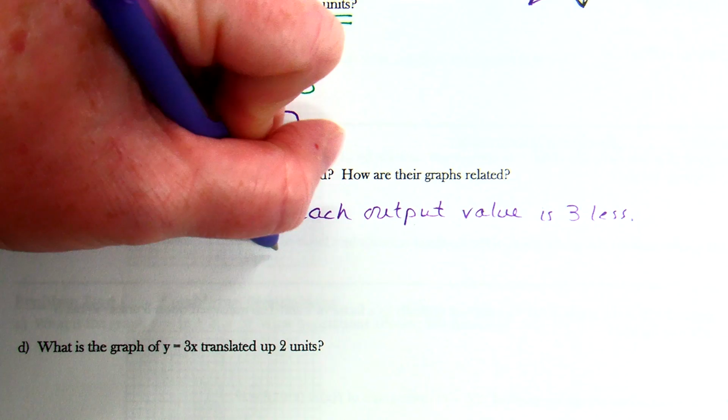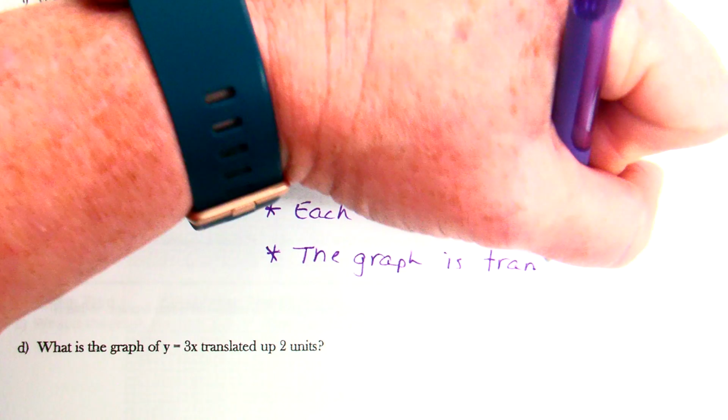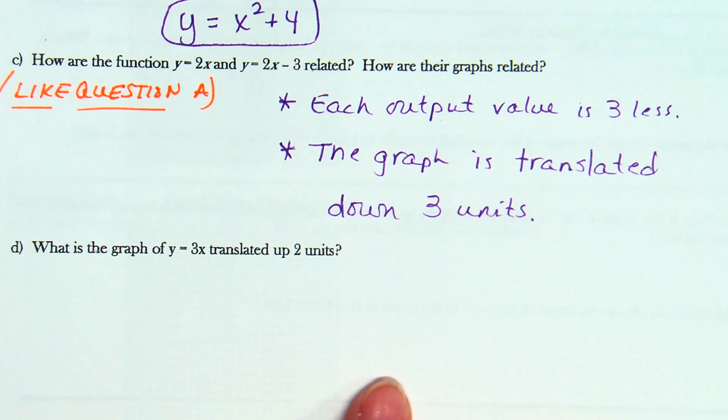And then the key one to me is the fact that the graph, I'm going to use that big word, is translated down 3 units. Okay, so it's important to be able to make those connections. Each output value is 3 less, and the graph is translated down 3 units.